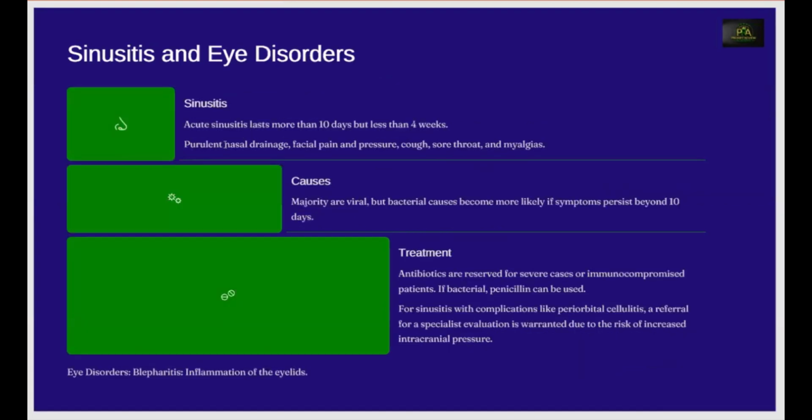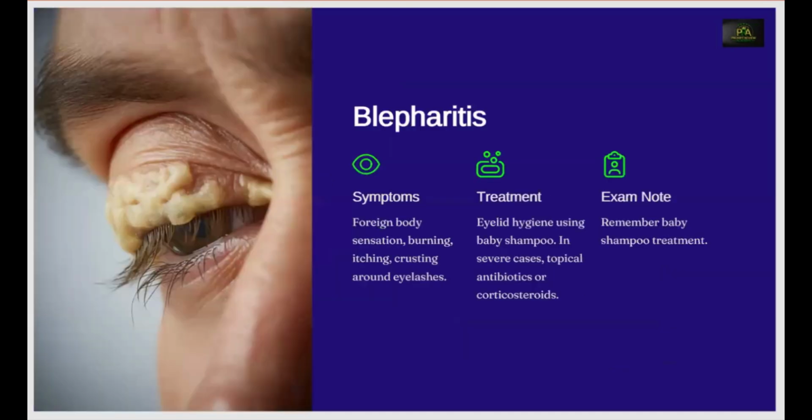So sinusitis, which is what I have talked about, sometimes they will complain of that facial pain. Then we have the blepharitis. Blepharitis is like the foreign body sensation. It causes itching, crusting around the eyelashes. So the treatment here is Johnson baby shampoo.